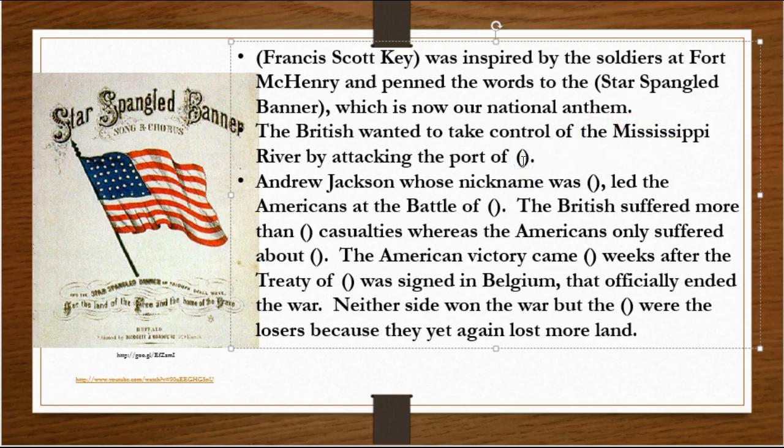Well, while this was going on, we also had a situation where the British were trying to take control of the Mississippi River at the port of New Orleans. Okay, they knew if they could control New Orleans, they could control the whole Mississippi River, and the whole Mississippi River would really shut down the western part of the United States.